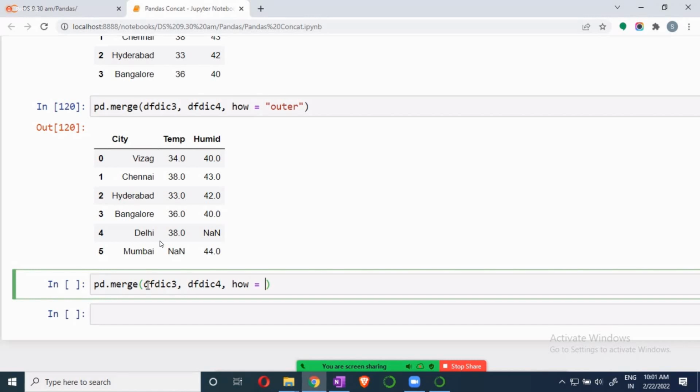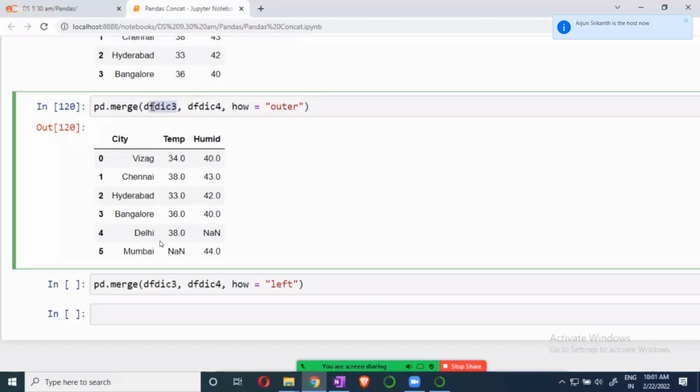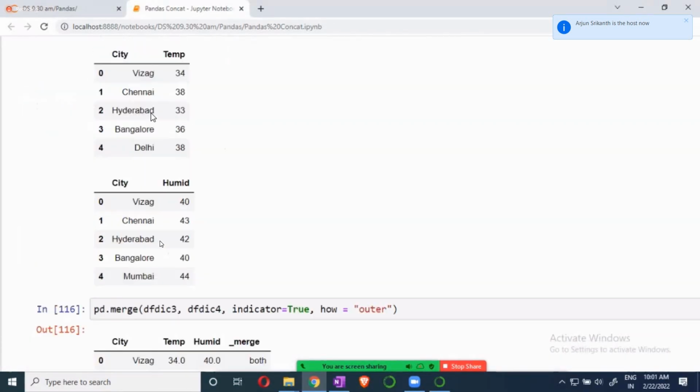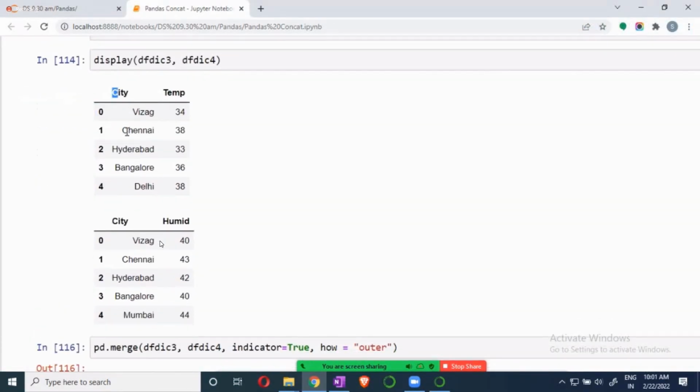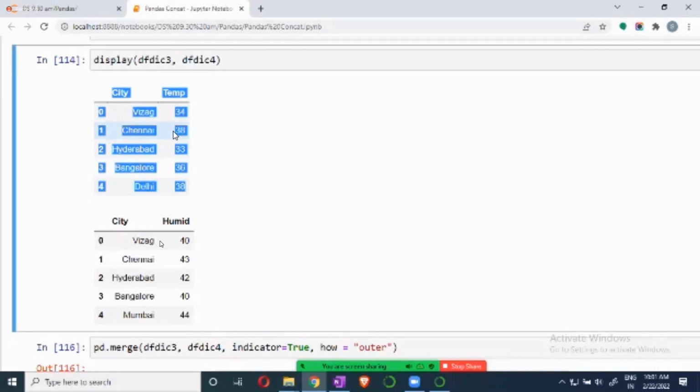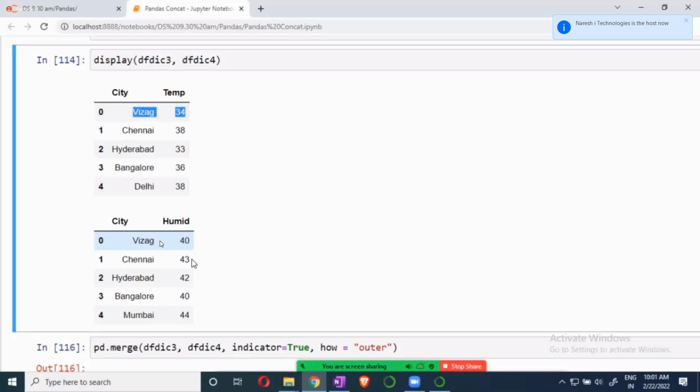How is equals to left. Left means the left data frame, the prioritized one. Which is the left data frame? This is the one. Okay. It will print all the data from the left data frame, and only the values which are available in this, only those values will be printed.